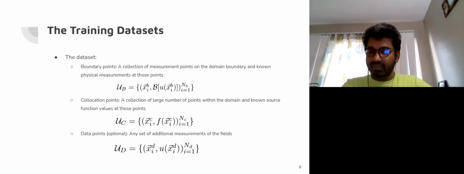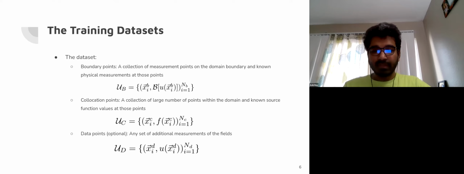Now, this is where it gets tricky. Typically, these collocation points are where we do not know the behavior of the field, but we are simply taking a large number of samples by sampling the domain on which we are interested in solving the PDE. So we'll take a very large number of points within that domain, but we don't need to know the evaluation of the field at these points here.